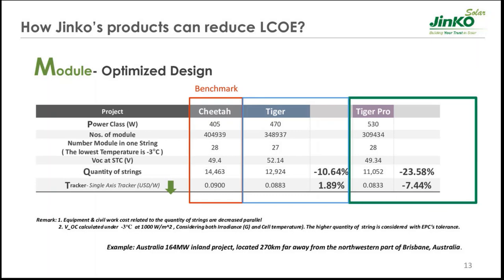Why? Because mainly with Tiger Pro, by increasing the efficiency and the power density, we are going to reduce dramatically the number of strings and the size of the surface that we are going to use. In this case, we are speaking of almost 25%, which has a huge impact from the cable cost perspective, DC cables, from the DC combiner box, from the, of course, mounting that you are considering in your design.